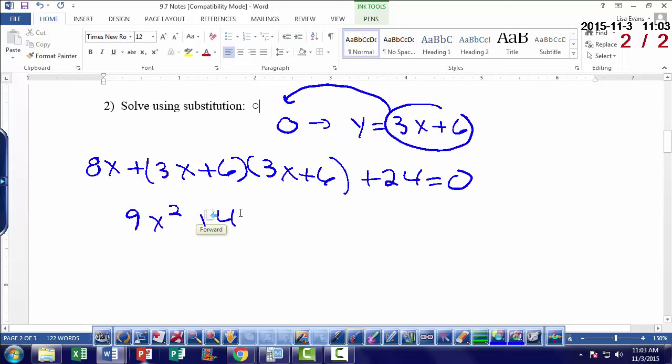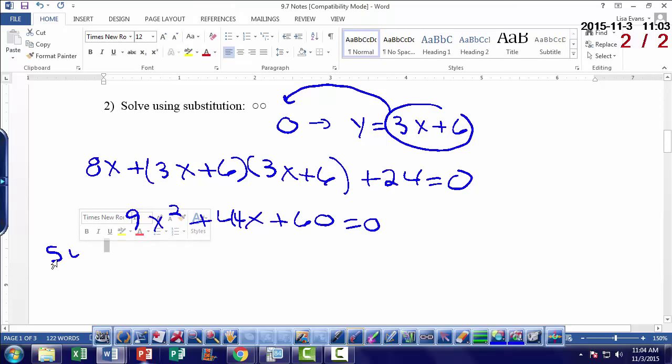So we get 9x squared plus 44x plus 60 equals 0. Now, I look, there's no GCF that I could take out, so I'm thinking, okay, I have to do the log method of factoring. So 9 times 60 is 540. There are no factors that are going to multiply to give me a 540 and add to give me a 44. So a positive 44.